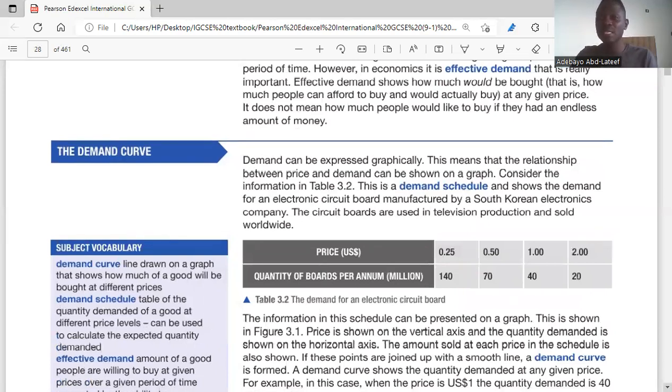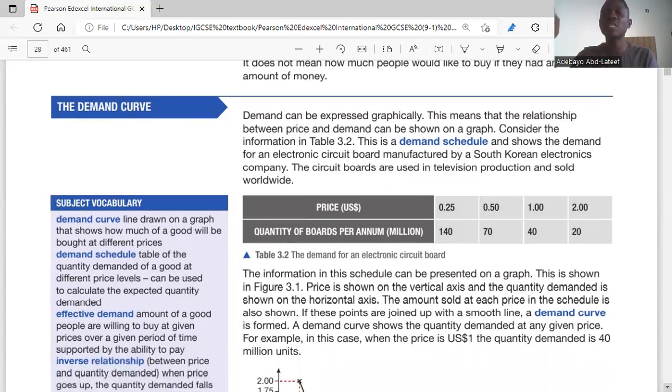So we go to demand curve. Demand can be expressed graphically. That's why I said the demand curve is a graph that represents the inverse relationship between the quantity demanded of a product and the price. So consider the information in table 3.2 above. This is a demand schedule. A demand schedule is a table that shows the relationship between the quantity demanded and the price. A demand curve is a graph that shows the relationship between the quantity demanded and price. Do you understand the difference between demand schedule and demand curve? Great.